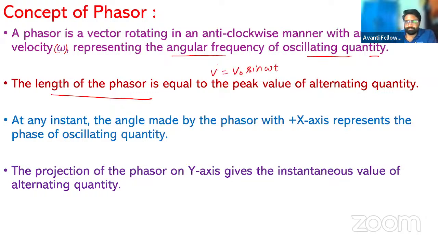If we want to introduce a phasor for this quantity, this V naught will be the peak value of this alternating quantity. Now at any instant, the angle made by the phasor with the plus axis, meaning the positive x-axis, represents the phase of the oscillating quantity. Now phase, what is phase actually?